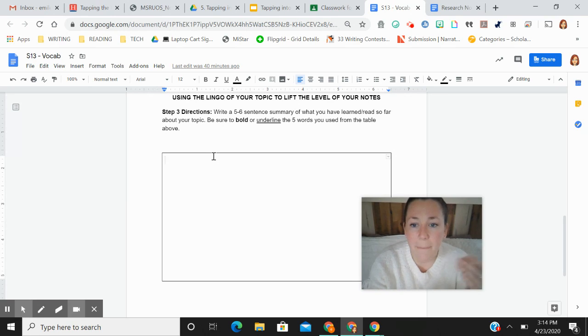Make sure that you use those 5 terms that you defined from the table above by bolding or underlining them. Not only do you identify that they're important and you define them, but then you can use them in sentences while you're explaining your topic. That shows true mastery. So we are going to work on that today too. After you do your sorting, your defining, and then your 5 to 6 sentence summary, make sure you turn it in. Okay.